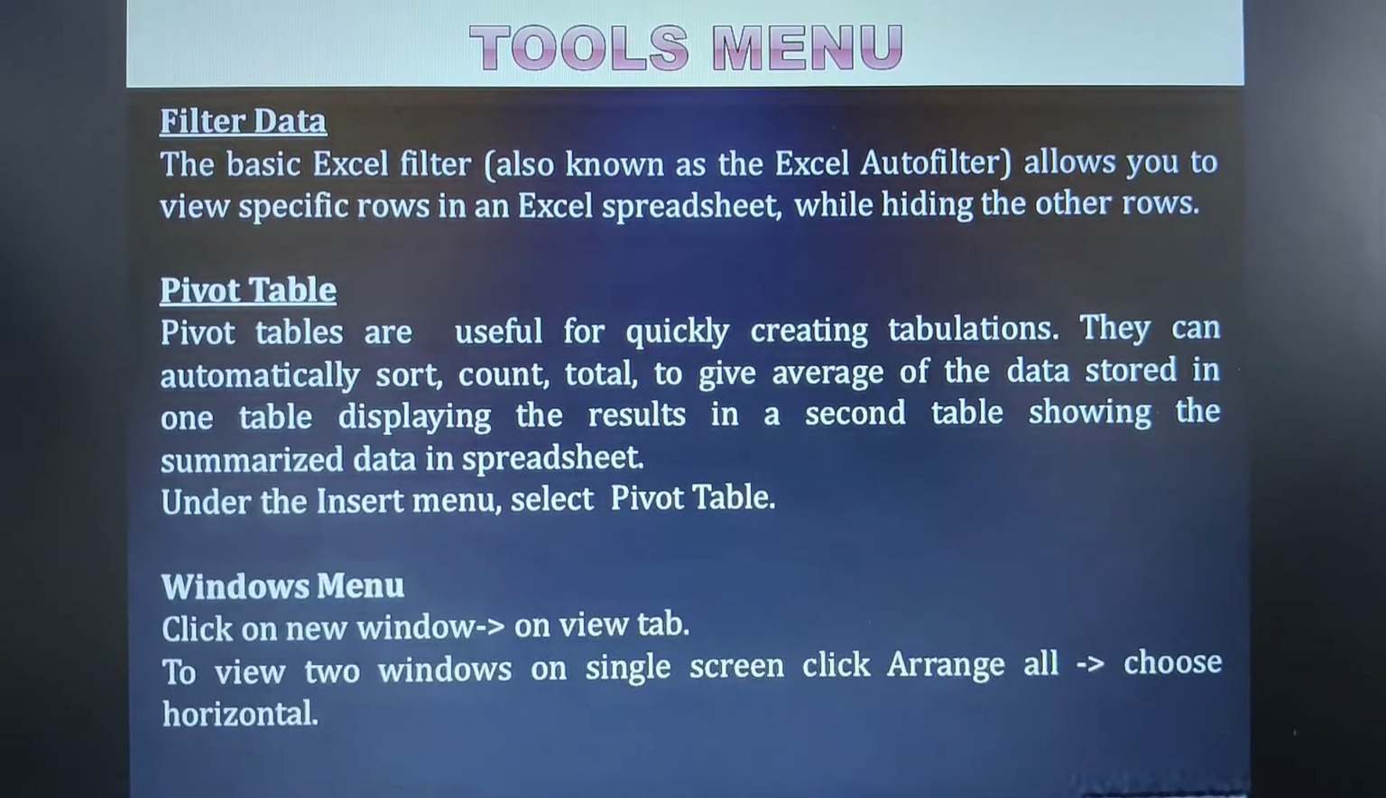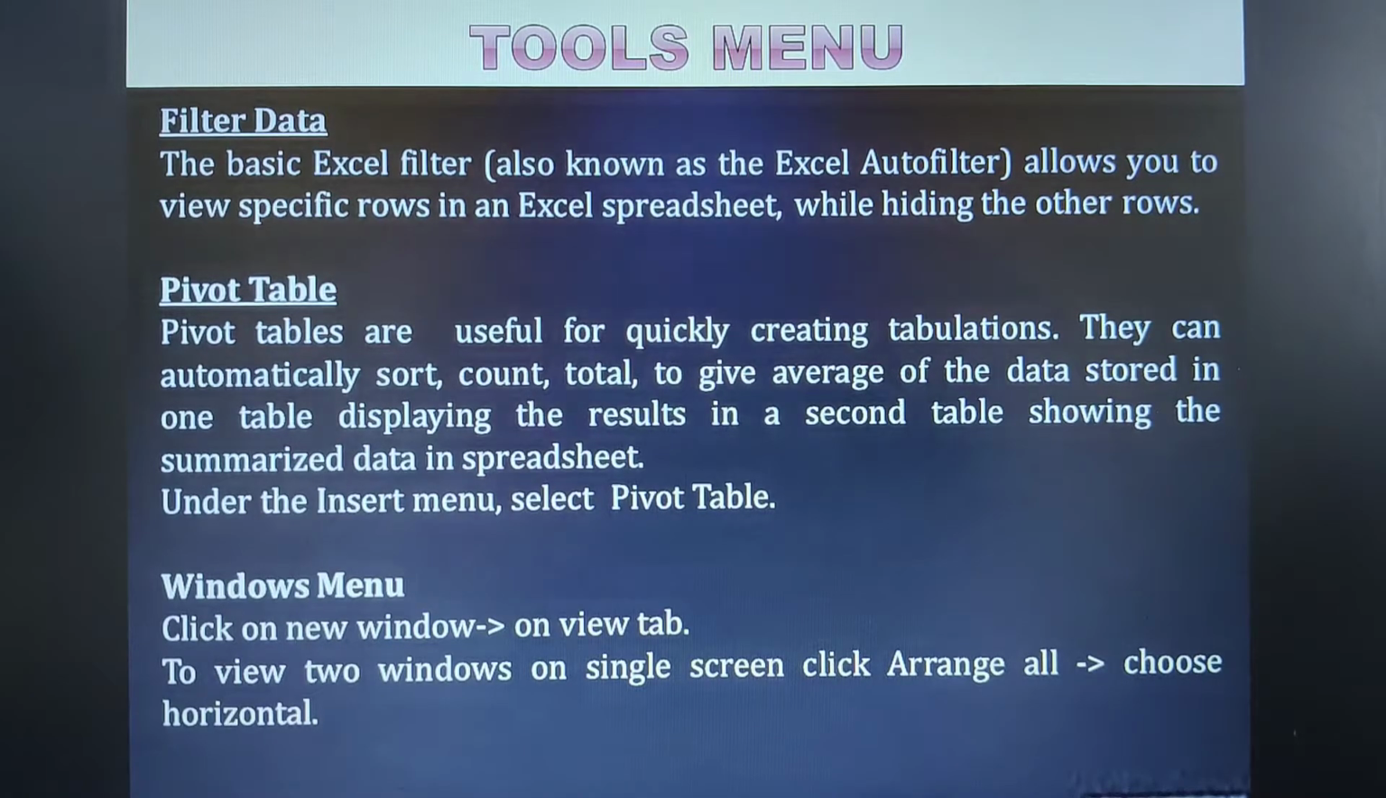The next option we are going to see is the Windows menu. Here we can display, if you have more than one window open, how you would like to view your windows, whether in horizontal, vertical or tiled form. And then we have freeze options and split options under the Windows menu. All these options we shall see practically.